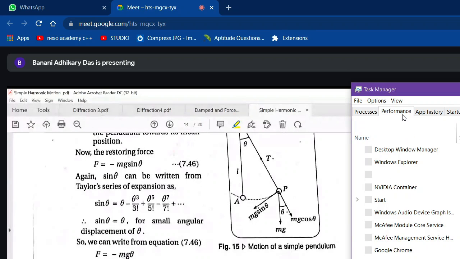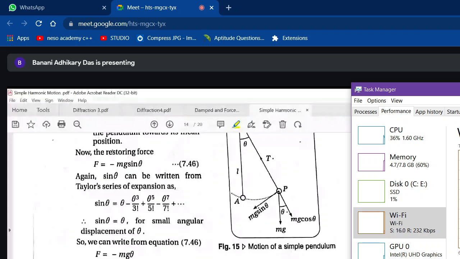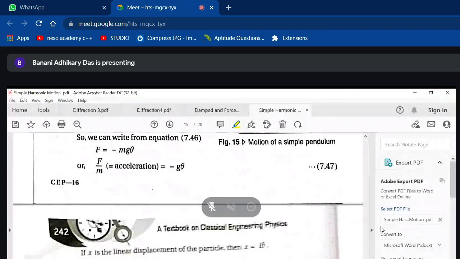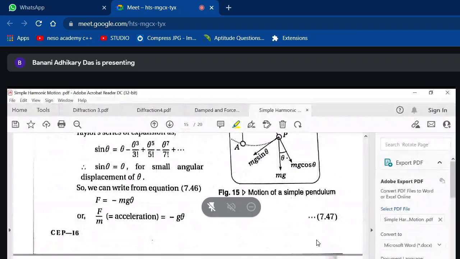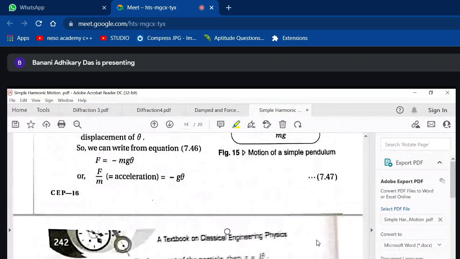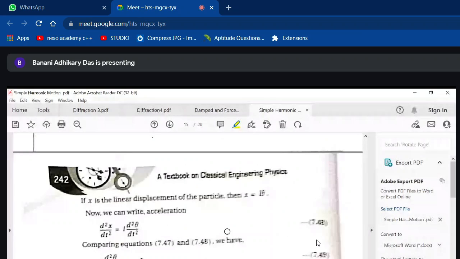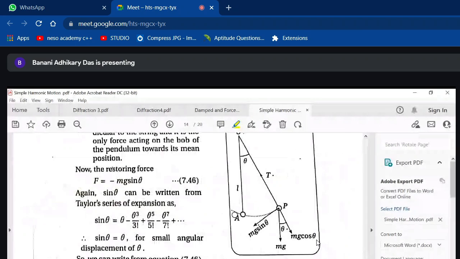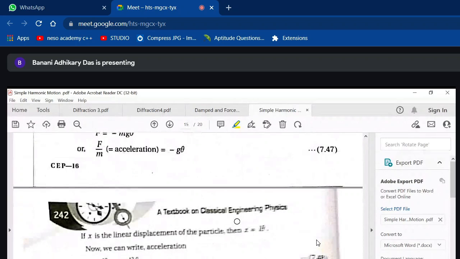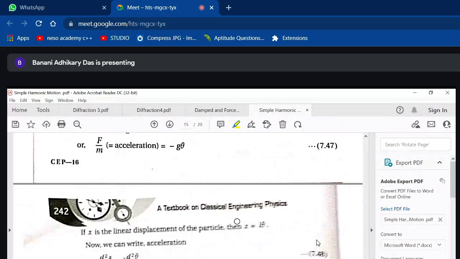Now let the linear displacement from A to P be x. If you draw a right-angled triangle, sin theta is x over L. Since sin theta is equal to theta, x is equal to L theta, right? So just use simple trigonometry to get x equal to L theta.